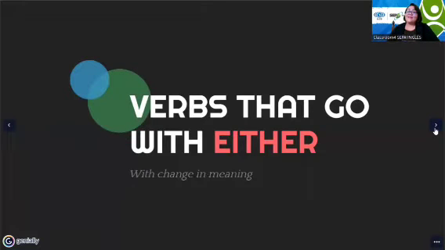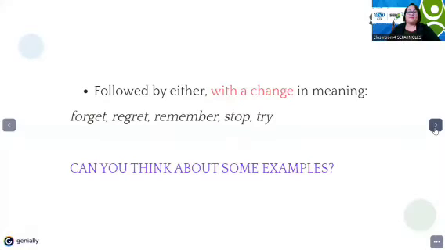And then here we have verbs that go with either, with a change in meaning. In the previous group, there was no change in the meaning. The sense of the structure is the same. But in this case, we can use both, but the meaning changes. This is important, so take note of this. Let's move on. These are followed by either with a change in meaning: forget, regret, remember, stop, try. Can you think about some examples?